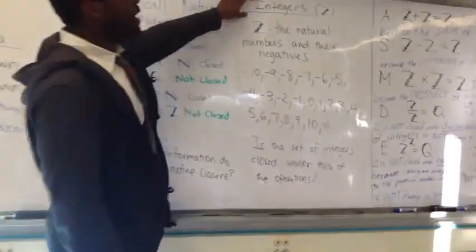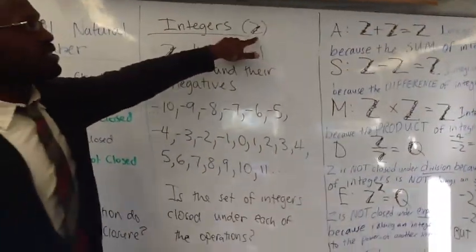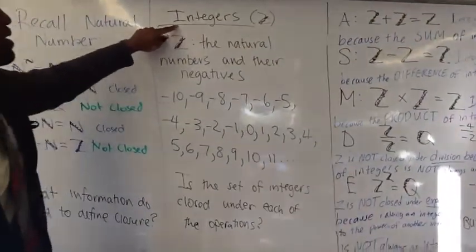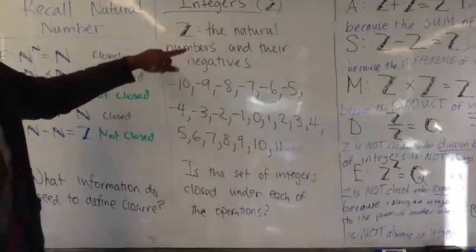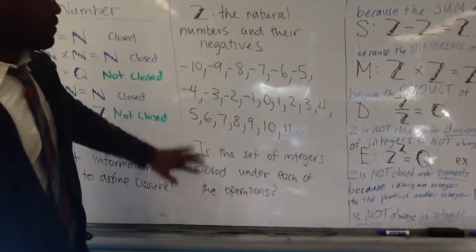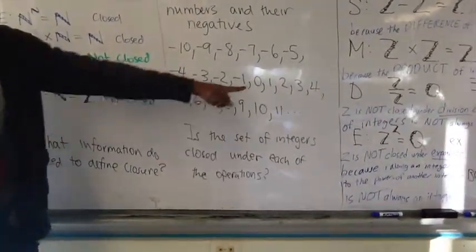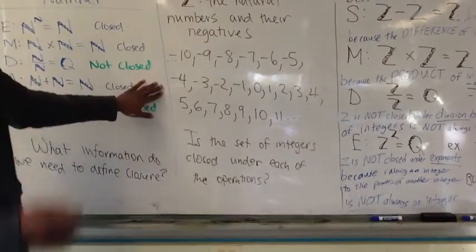So here we move to our next number set, which is the integers. We use the symbol Z to represent integers, and we say integers are the natural numbers and their negatives. Here are some examples of integers, but every whole positive and negative number, including 0, is going to be an integer.